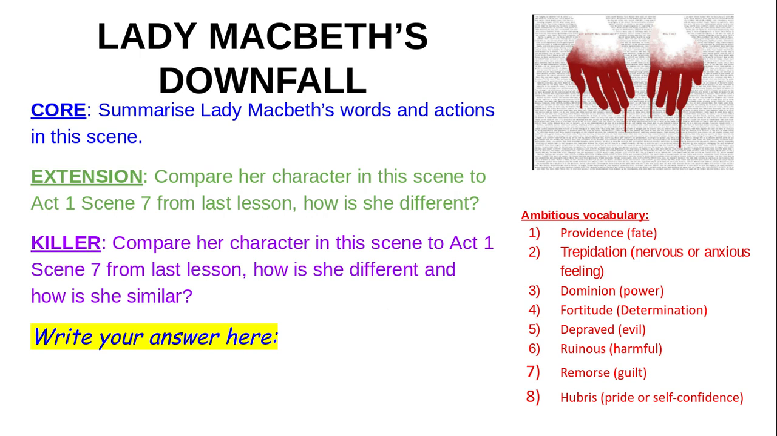Now you're going to either summarise that scene, so summarise Lady Macbeth's words and actions in that scene. The extension, you can compare her character in this sleepwalking scene to how she was in Act 1, Scene 7, which we looked at last lesson. So how is she different? How is she the same? But in particular, how is she different? And then for the killer, I want you to compare her character in this scene to Act 1, Scene 7 from last lesson. How is she different and how is she similar? So pause the video while you answer your choice of question there.